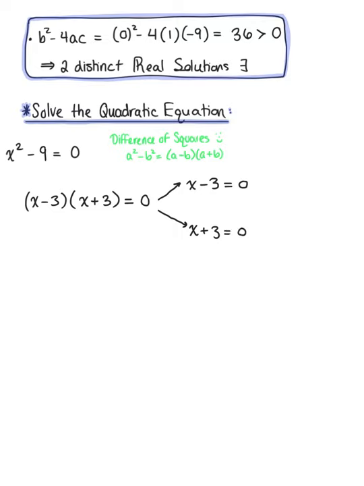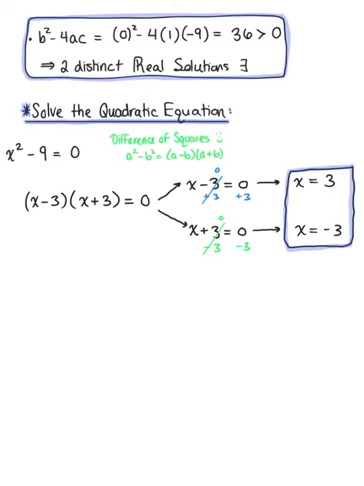So case 1, if we add 3 to both sides of the equation, minus 3 plus 3 cancels out to 0, leaving us with x is equal to positive 3. And in case number 2, if we subtract 3 from both sides of the equation, we see that 3 minus 3 cancels out to 0, leaving us with x is equal to negative 3. And we've already confirmed the conclusions of our discriminant. We have two distinct real solutions.